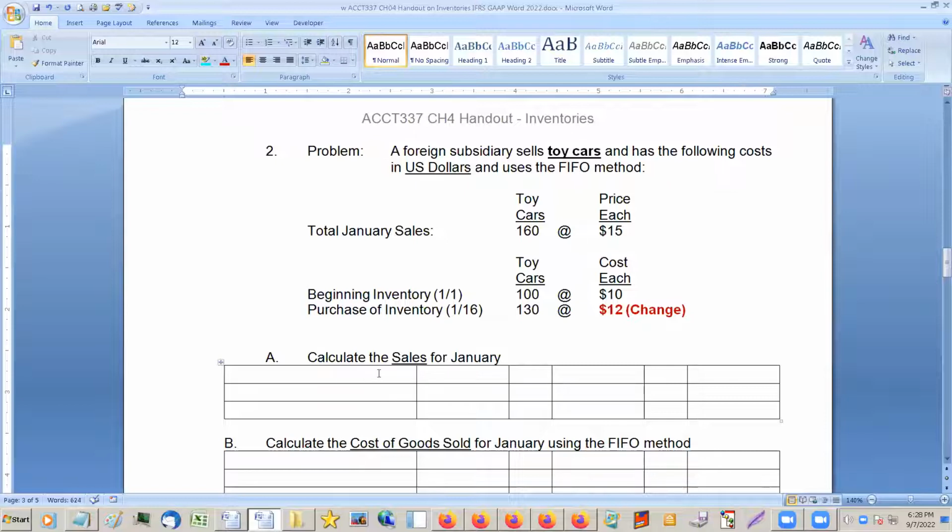And so each of these cars, a little toy car here, is selling for $15 each, a little bit pricey. And then we have the costs of $10 and $12. And the question is, which ones did we sell? International standards say you can use average cost, but you can also use FIFO, first in, first out. And that's what we're going to use for this one to determine the cost. The idea is that the first costs in were probably the first ones that we sold.